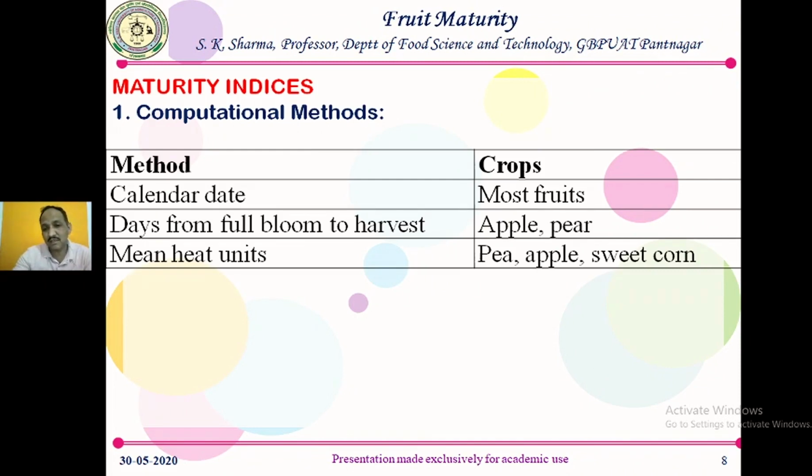Now we can categorize these indices into different classes. There are 4 different classes. The first one talks about the computational methods. So if you have an orchard, or if you have some previous experience of cultivation of a particular crop in your field, then based upon the experiences of the yesteryears, you can get a calendar date. Okay, last year my apples ripened on 15th of June, so I should expect ripening of apples around 15th of June this year also. That is how we make a reference to the calendar date.